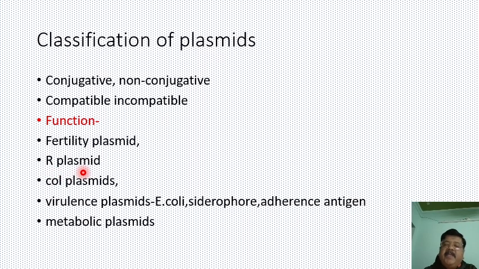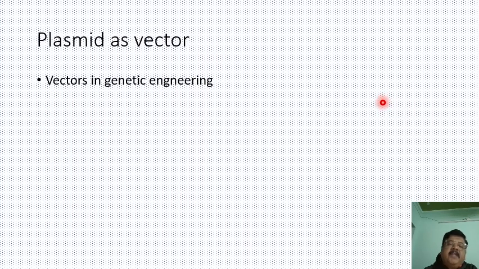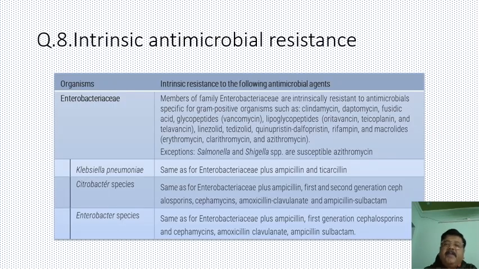Then R plasmids, the plasmids which encode the drug resistance genes. Then col plasmids, the plasmids which encode colicin production. Then virulence plasmids: E. coli, siderophore, adherence antigens. These are the plasmids which encode certain virulence factors for the bacteria, which will give a survival advantage to the bacteria. Then metabolic plasmids, which will modify the metabolism of the bacteria. Then plasmids are also used as vectors in genetic engineering. So this is a little bit in short about the plasmids.